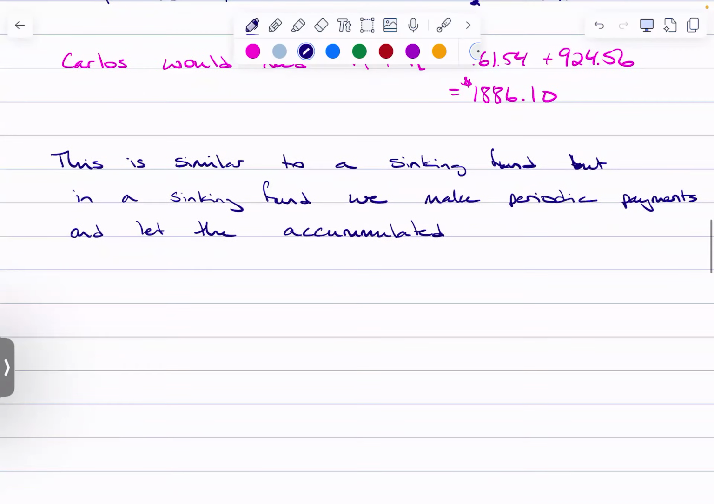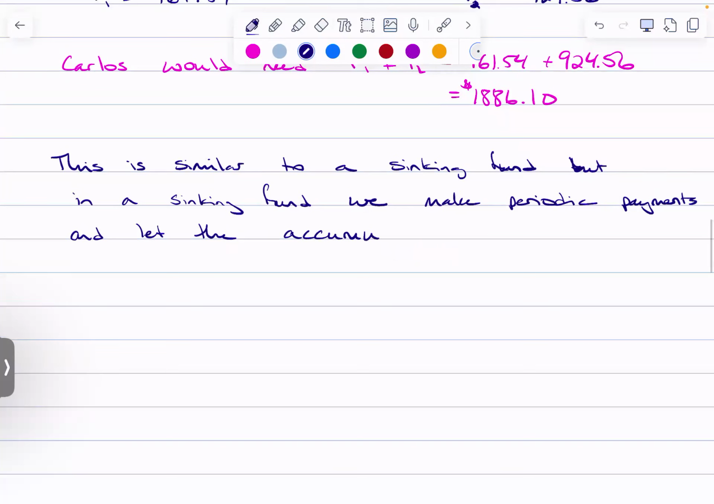I don't know how to spell accumulated. Just throw some bumps in there. Accumulated amount. I think it's just 1M. Accumulated.